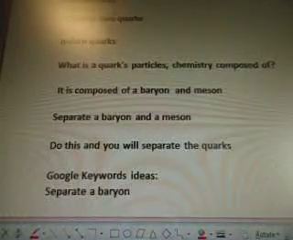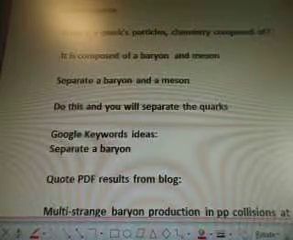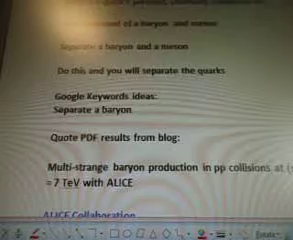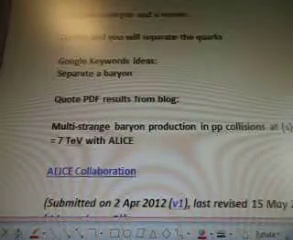What is a quark's particles chemistry composed of? It is composed of a baryon and a meson. Separate a baryon and a meson. Do this and you will separate the quarks. So I'm going to Google the keyword idea, separate a baryon.